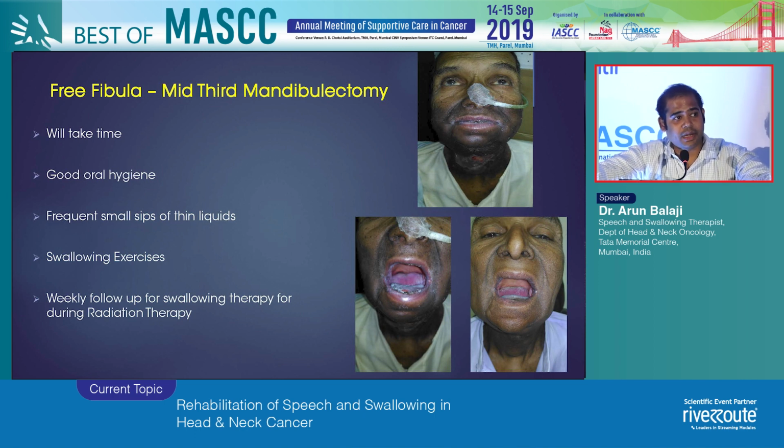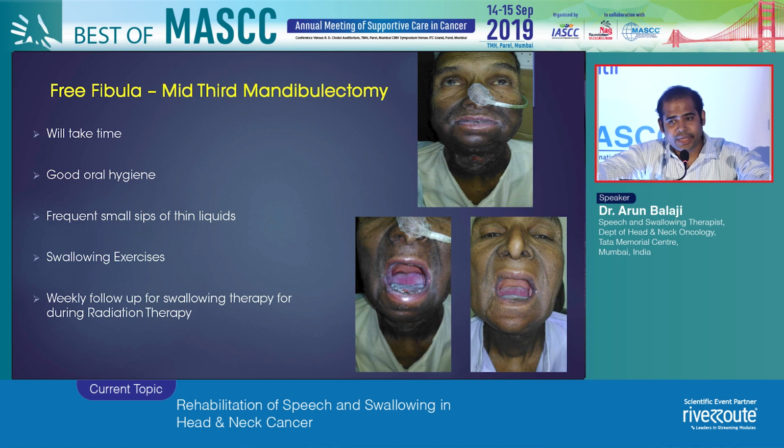And after radiation therapy, at least 3 to 4 weeks, we have to call the patient and see how he is performing. And we need to think about whether we can remove the feeding tube after 4 to 6 weeks. If possible, definitely we have to remove the feeding tube. That will improve his quality of life as well as swallowing function.